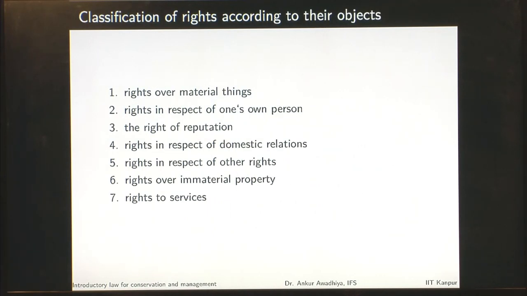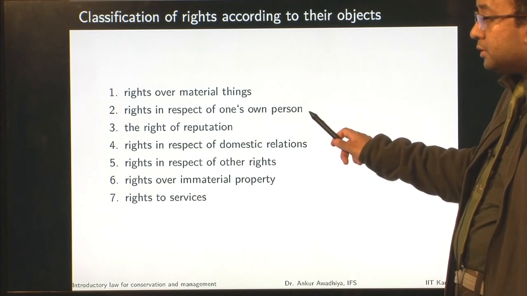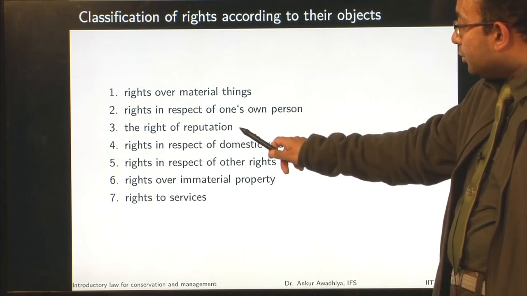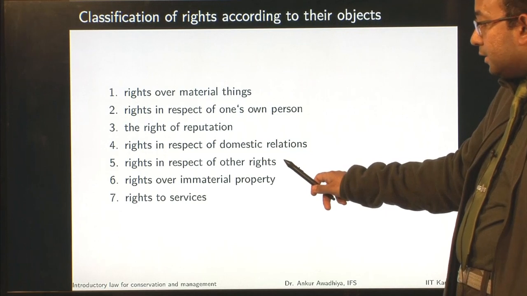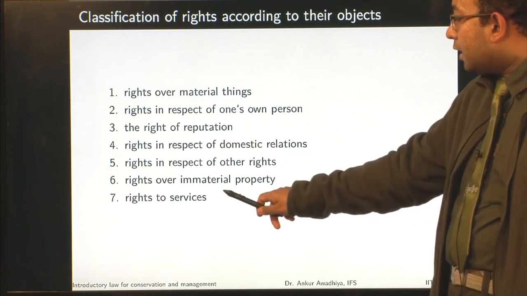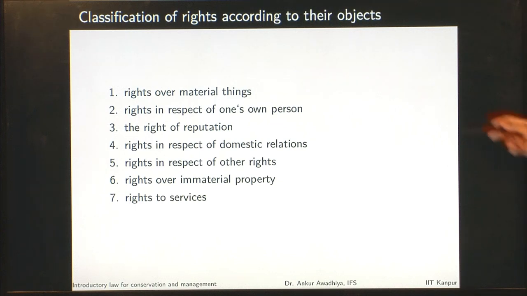Now, let us look at the classification of rights according to their objects. Based on their objects, you can have rights over material things, such as property, rights in respect of one's own person, personal rights, right to reputation, rights in respect of domestic relations, rights in respect of other rights, rights over immaterial property, and rights to services. So, these are all different kinds of rights based on their objects. So, you can have proprietary rights, you can have non-proprietary rights, right to reputation, right to domestic relations. So, these are all different kinds of rights based on their objects.